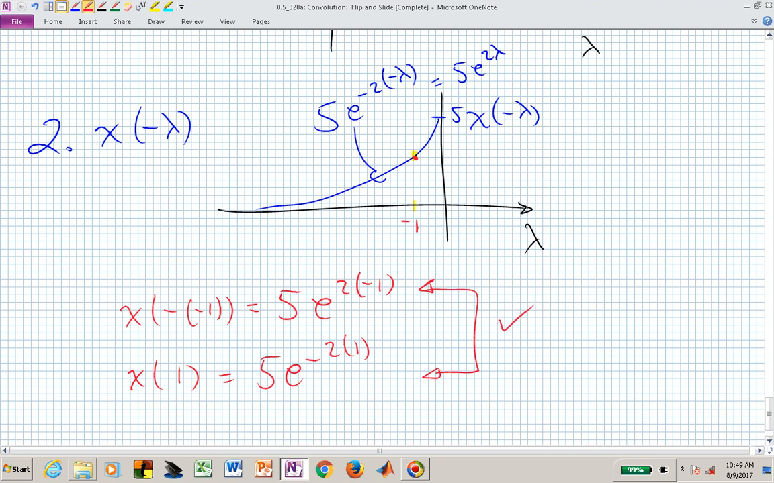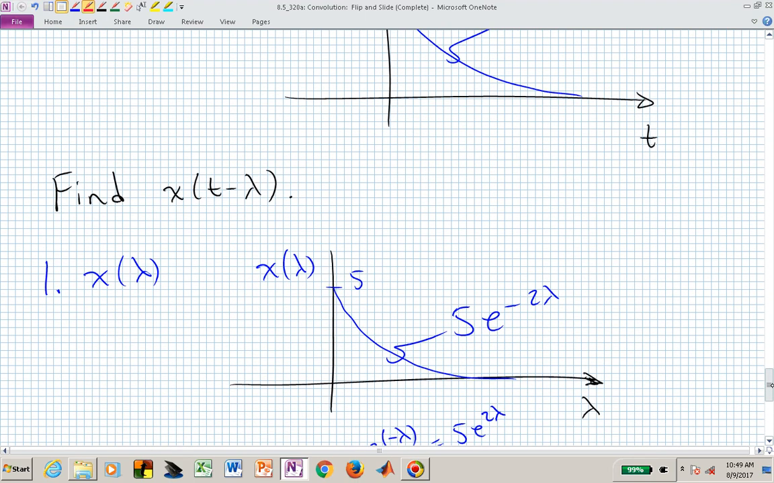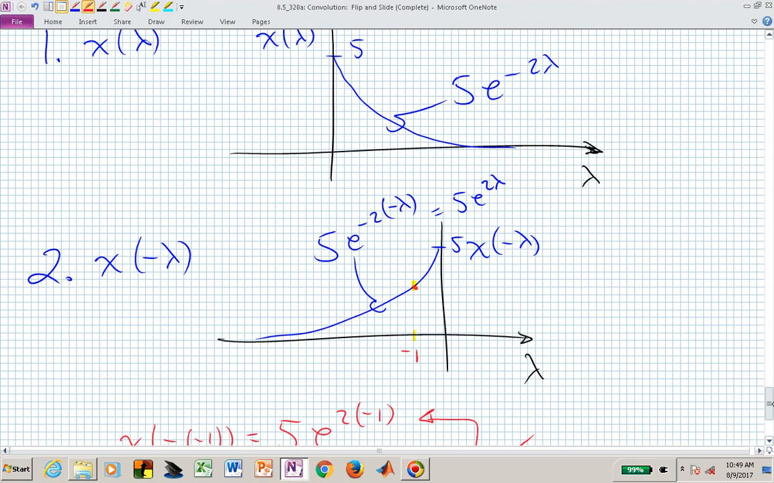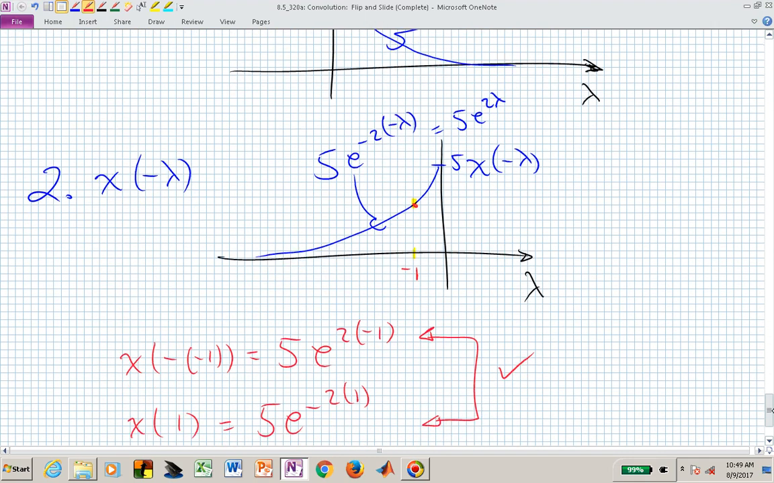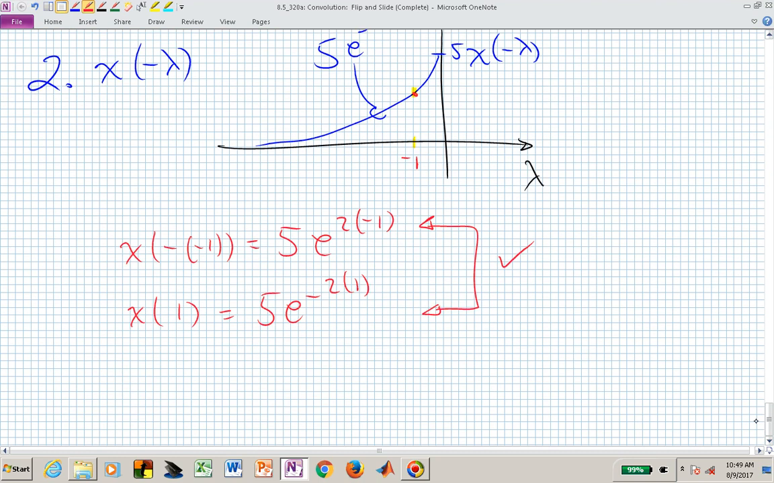Is it consistent? Does x of minus lambda look right relative to what we started with, which was x of t? We went from x of t to x of lambda, then to x of minus lambda. Now what we want to do is introduce a variable t so that we can shift this waveform from t equal to minus infinity all the way up to t equal plus infinity.